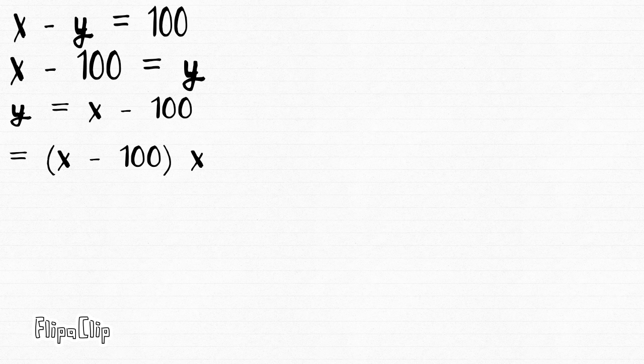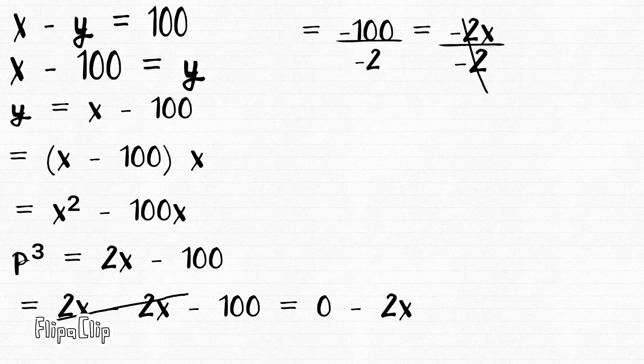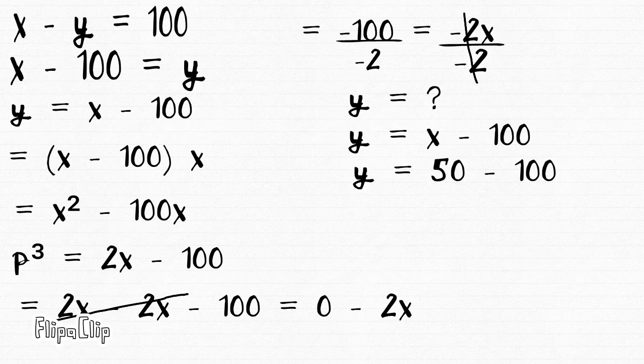We separate 2x and 100 by adding 100 to both sides, which leaves 2x on one side and 100 on the other. To eliminate the coefficient and leave the variable x, we divide 2x by 2, and the other side as well. Then the value of our x is 50. Apply the formula y equals x minus 100, then substitute x with 50. Therefore, the two real numbers whose difference is 100 and whose product is a minimum are 50 and negative 50.